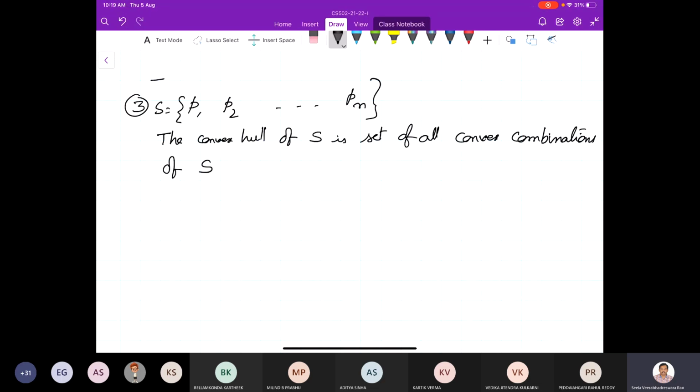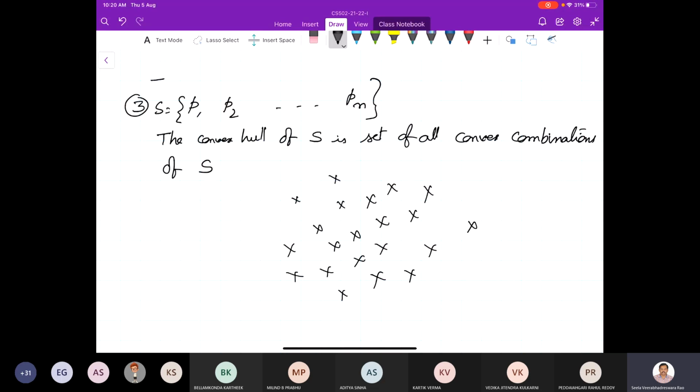Is this clear? Convex hull of n points. Suppose, for example, n points are given in a plane, a large number of points are given to us. So what is the convex hull of these points? If you consider all possible convex combinations of these points, all the points together are the convex hull of these points. Intuitively, it's not very clear how it looks.